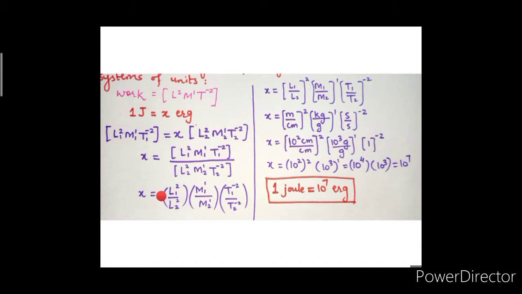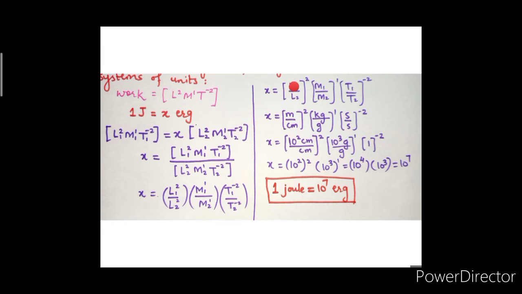Then in the next step, we can simplify the equation. For L having the same power, it is to be written as L1 upon L2 raised to 2. For M, it is also having the same power, so we have to write M1 upon M2 raised to 1. And for the time, again we are having the same power, so we have to write it as T1 upon T2 raised to minus 2. Then in the next step, as L1 M1 T1 represents the SI unit and L2 M2 T2 represent the CGS units, here we are going to write the CGS and SI units there.